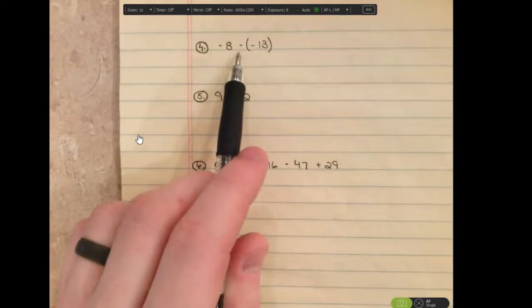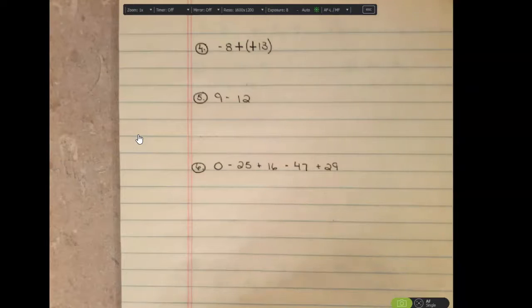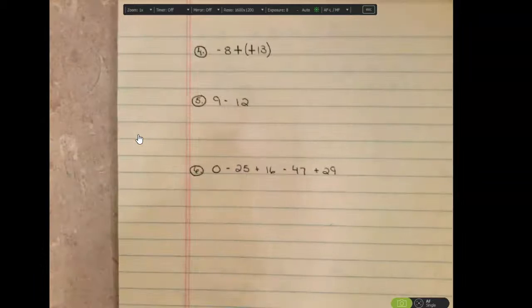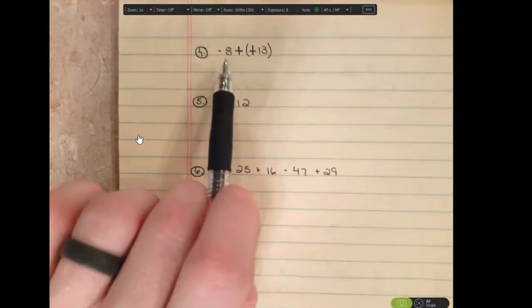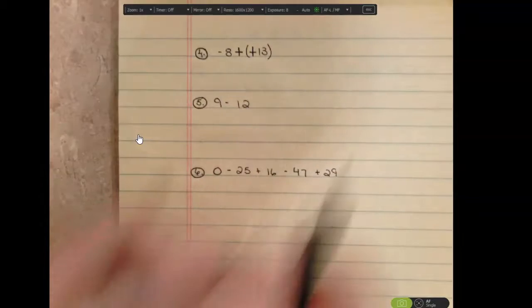Now, with this problem in particular, negative 8 minus negative 13. Anytime we have minus a negative, that turns into a positive and a positive. So my new problem now is negative 8 plus 13. And this always happens when you're minusing a negative. So now I've got two numbers, different signs. One is positive, one is negative. Okay, when they're different, you take the difference. So you subtract. So 13 minus 8, we should all know is 5.